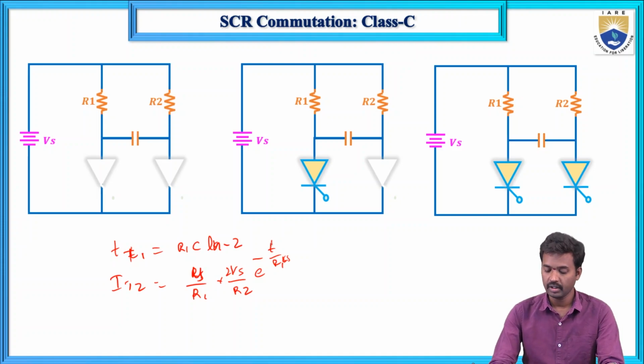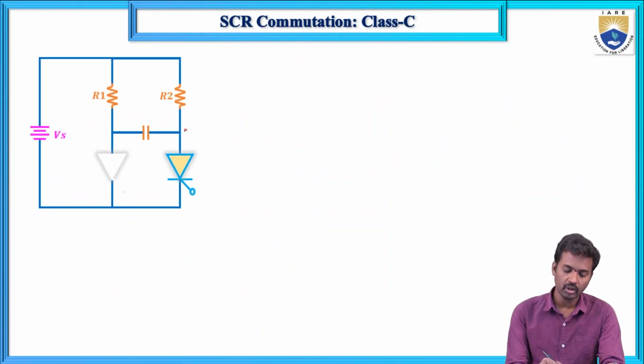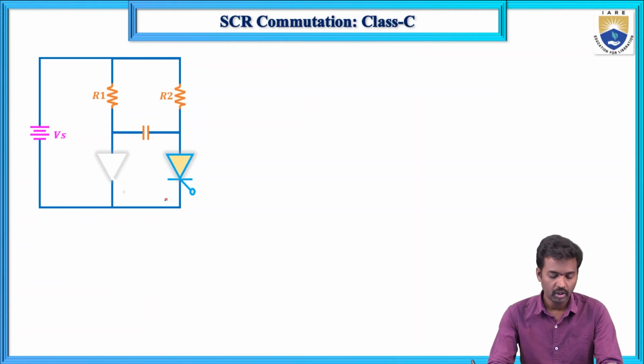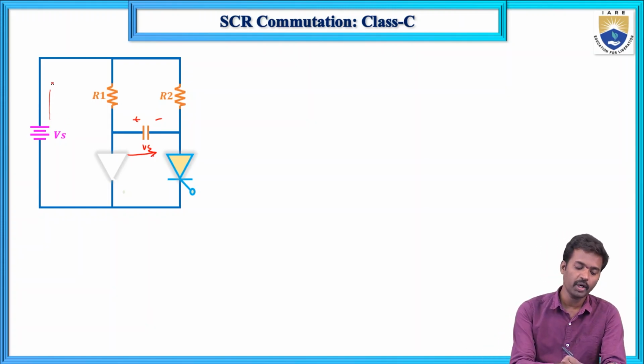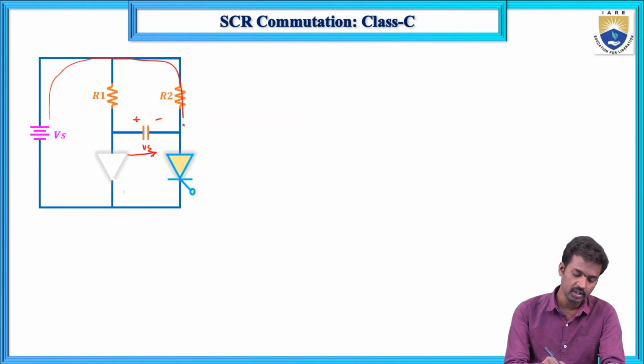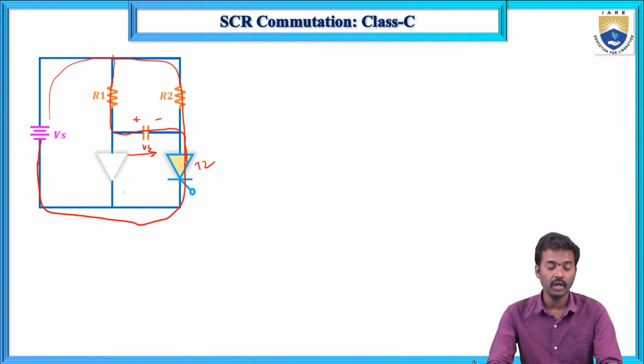Next, to turn off T2, what do we have to do? The assumptions are plus and minus as shown, with supply Vs, and current flows in this direction. If you give the supply, current flows through the thyristor T2 and comes back to 0. Another path flows through R and C, then T2, and back to negative.